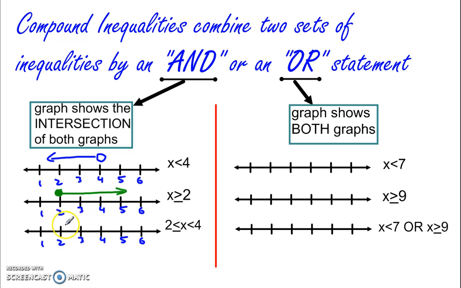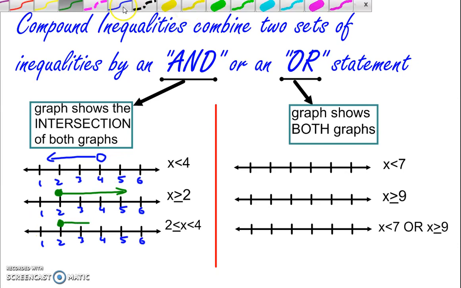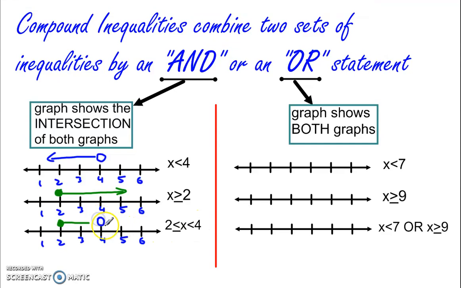The intersection of those two: if x is greater than or equal to 2, we start here, can't be on the left side of this, and it has to be less than 4, so it can't be on the right side of 4. So it looks like an old school barbell with these two circles at either end. Make sure they're filled in or closed the way they were in the original. So it's the intersection of these two graphs.